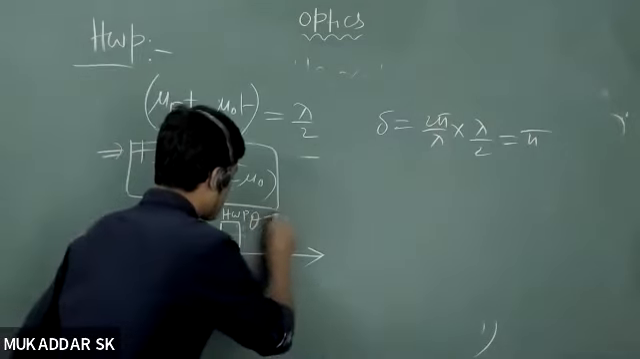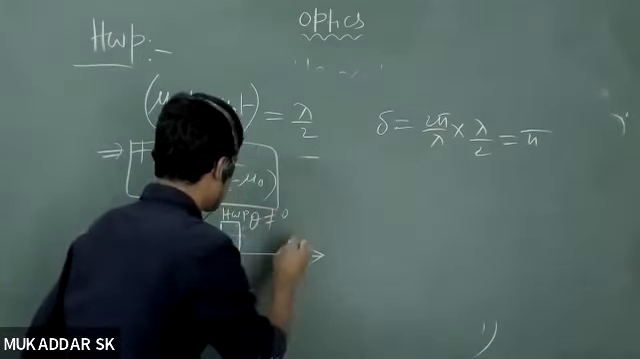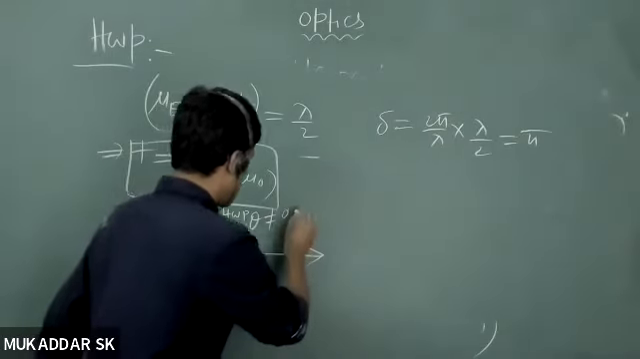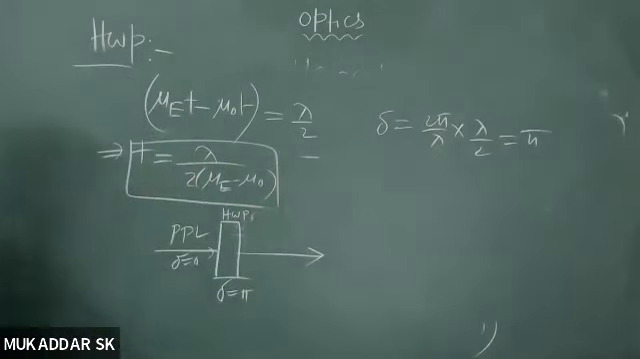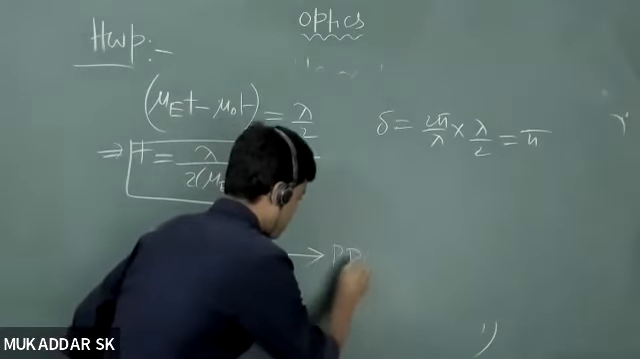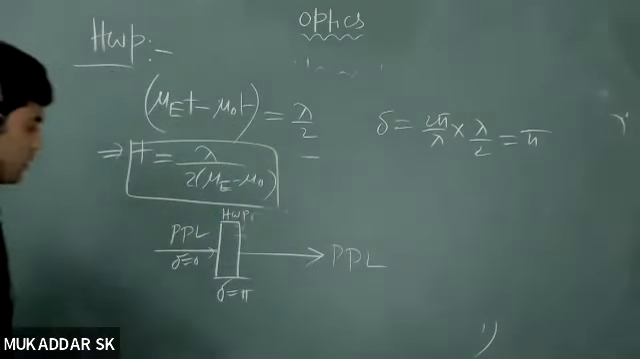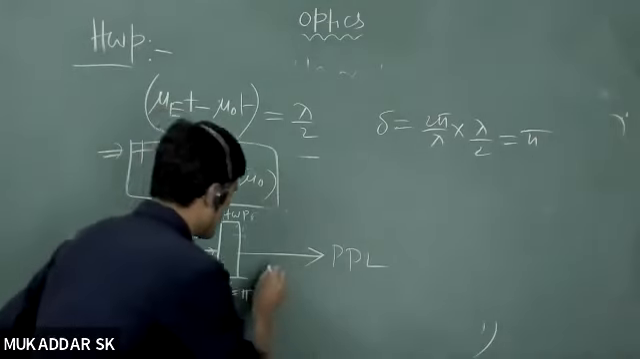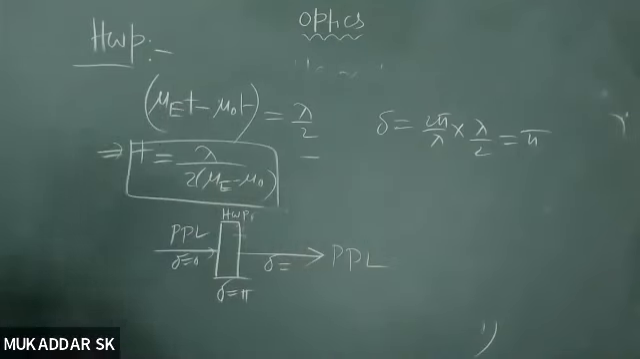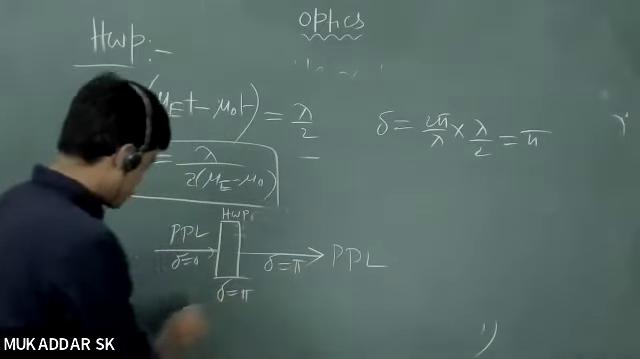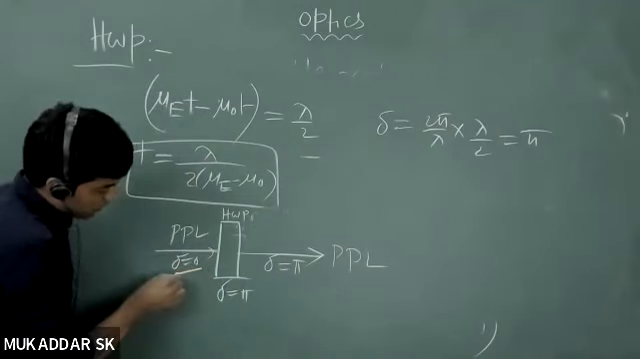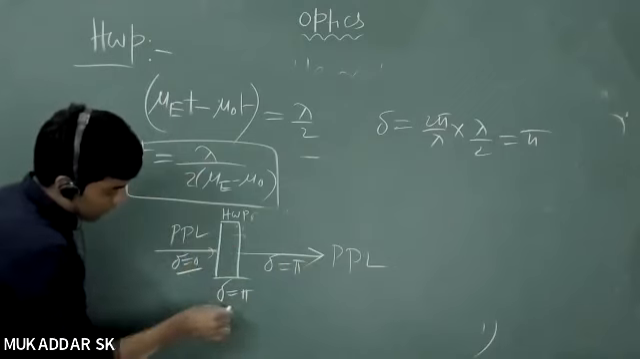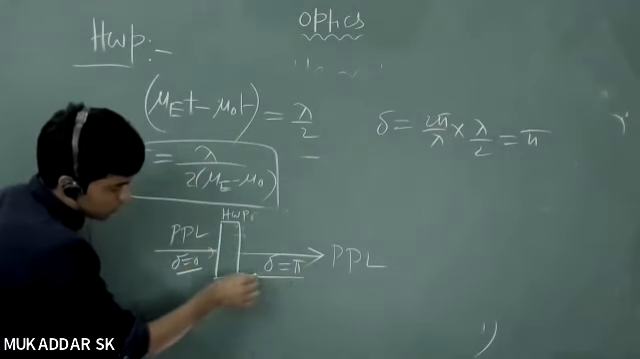Again, theta is not equal to 0. Irrespective of theta, it will be plane polarized light. But the phase difference between the two rays at the output will be how much? It will be π. So although you have plane polarized light, the phase difference between the E ray and O ray is 0. But if this ray is incident on a half wave plate, then the phase difference between the two rays will be π.